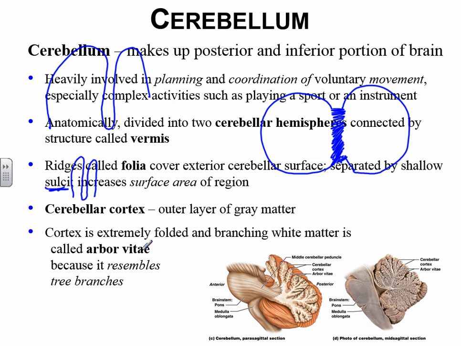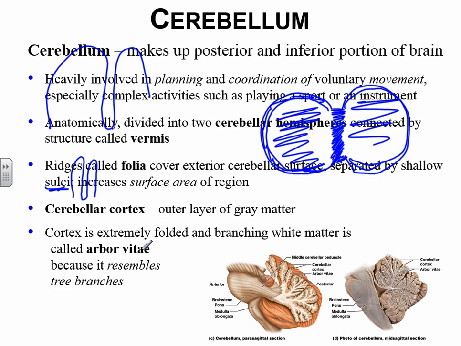Also see, like the cerebrum, that the cerebellum has an outer layer of gray matter. We call it the cortex, just like we do in the cerebrum. So this is my cortex. But what is very different is that the bulk of the cerebellum is gray matter.